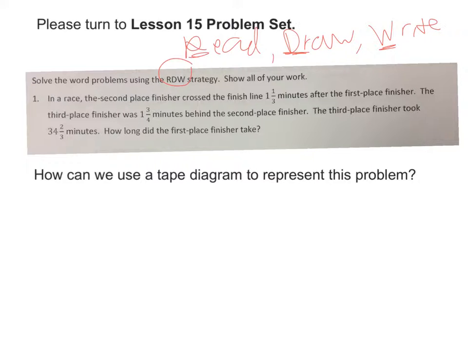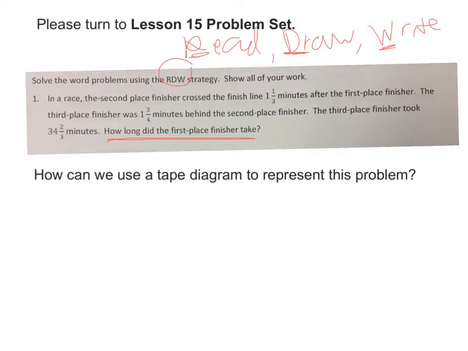In a race, the second place finisher crossed the finish line in 1 1/3 minutes after first place finisher. The third place finisher was 1 3/4 minutes behind the second place finisher. The third place finisher took 34 2/3 minutes. How long did the first place finisher take? All right. What is this question asking us to find? Michael? Okay. Yeah, we're trying to figure out how long the first place person took to run the race.